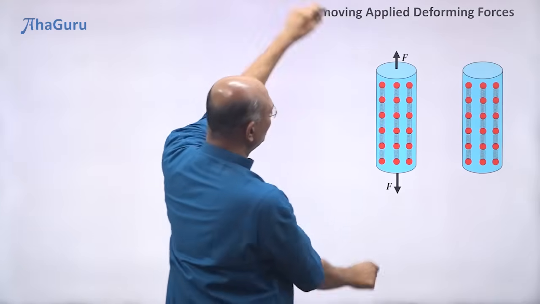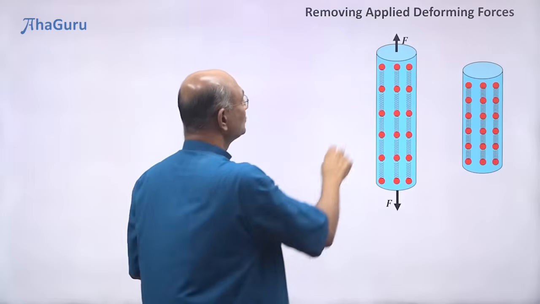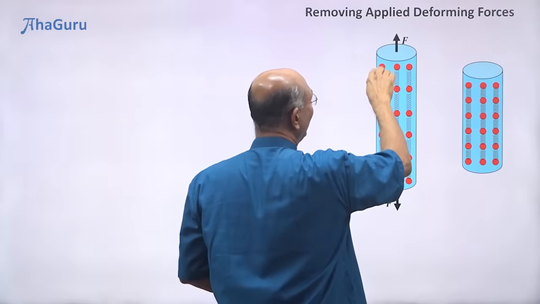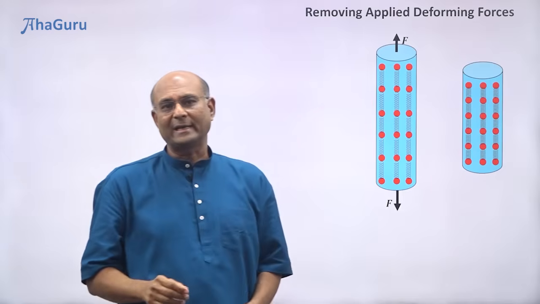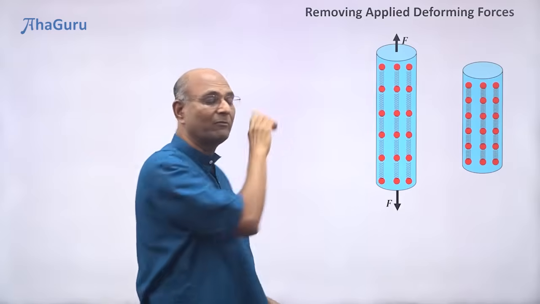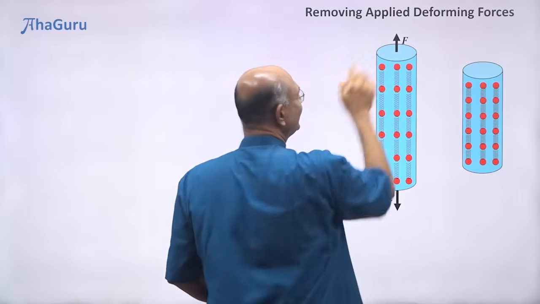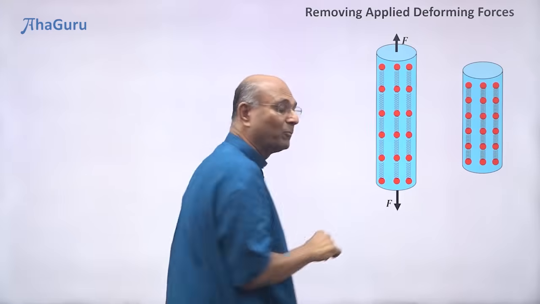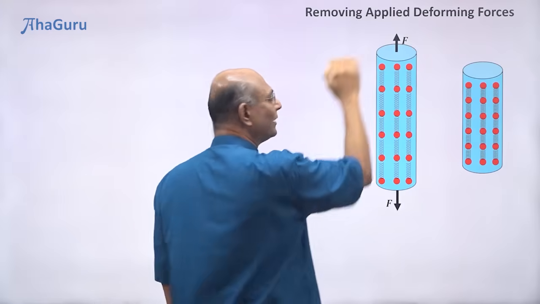Now, because of these two forces, what's going to happen? This cylinder is going to get stretched, right? So, what does that mean? That means the atoms are going to move like this and the interatomic distance is going to increase. Basically, you can imagine it as the springs connecting the atoms have all got elongated. Now, this force, the deforming force at the top, is actually acting on this topmost layer of atoms. That's why this topmost layer moved up.